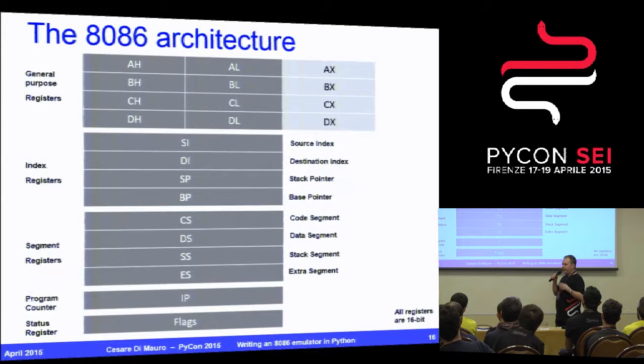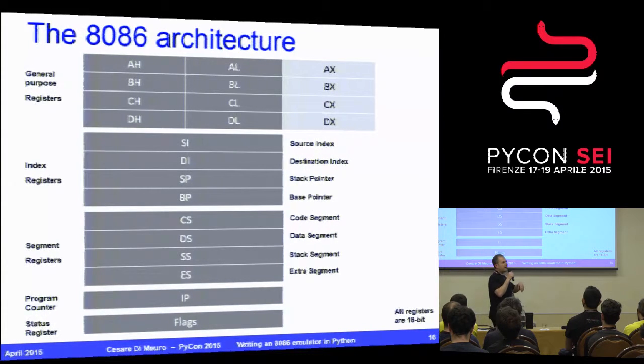I mean, if I need to execute code with such an architecture, I need to use a code segment. So we define a code segment, and then inside the code segment, I can execute instructions from it. If I want to access data, I need to use the usual data segment or the extra segment. And if I need to access the stack, I need to define the stack segment. I also have a program counter, which is called IP, which combined with the code segment lets me address a specific instruction, of course. And I also have the usual status registers which hold some flags.